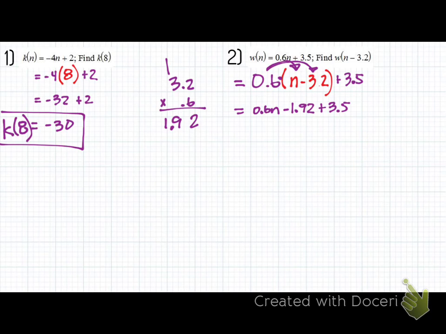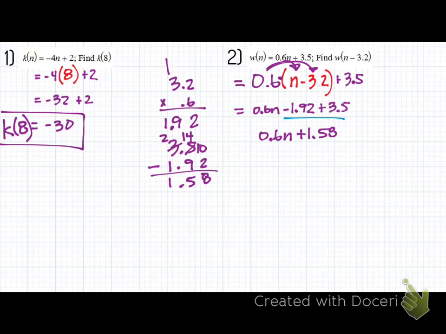Then we simplify some more. 6/10 n we could bring down, but the rest of the constants we combine together. We could do a side problem again. And we get that the answer is 6/10 n plus 1 and 58/100ths. And that's what the function is, okay? So your answer could be another algebraic expression when you put in the new amount, okay? That's a little bit more advanced, but that's where you need to be at.